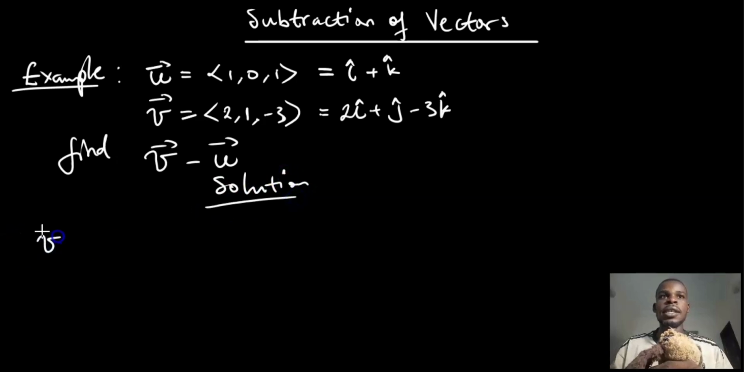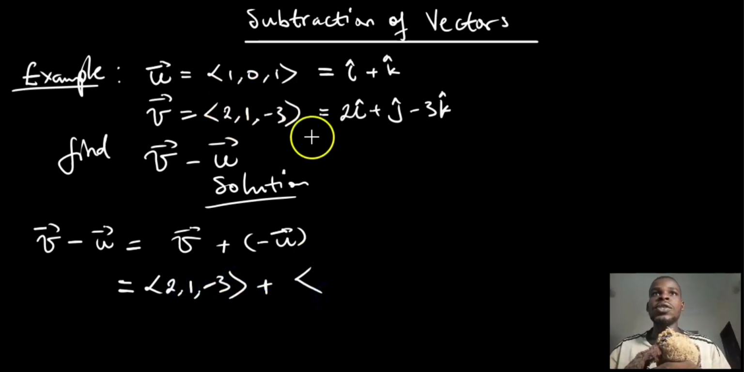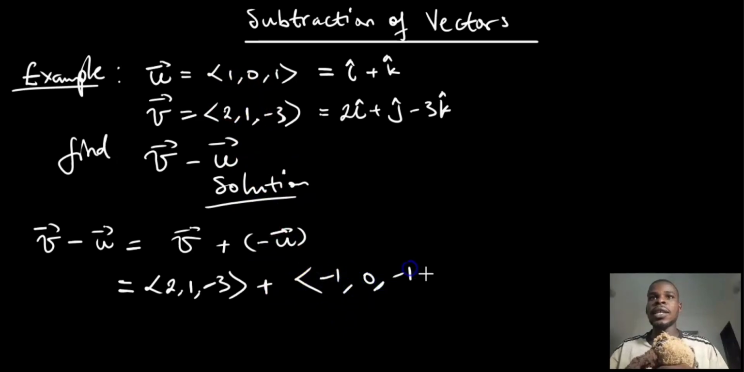Vector v minus vector u is the same thing as saying vector v plus negative vector u. So you want to find out what minus vector u is, then add that to vector v. Vector v is given as 2 1 -3. Vector u has been given as 1 0 1. But what is the negative of that? Just multiply each of these entries by that minus sign. That gives us -1, of course 0, and then -1. So this is negative u.